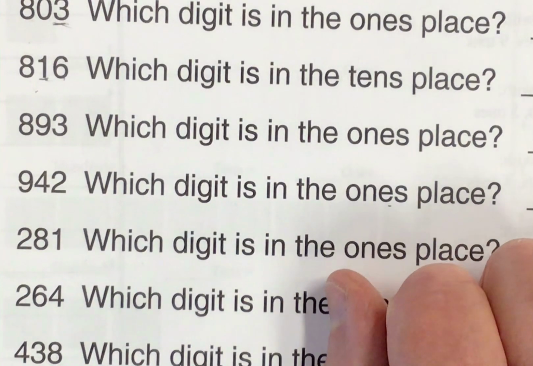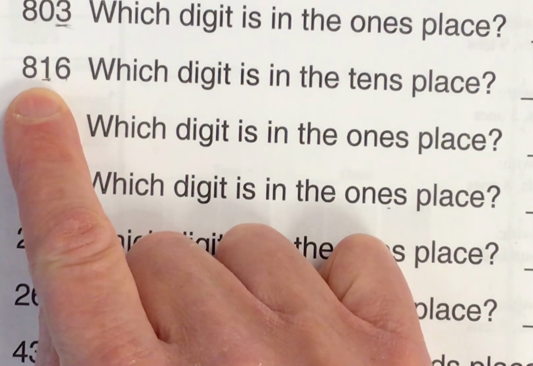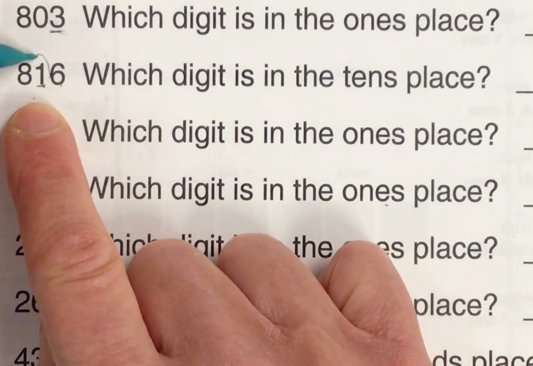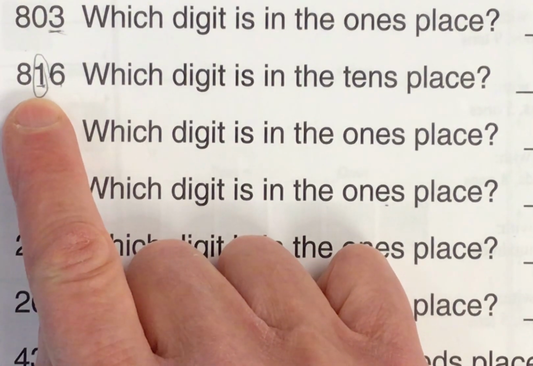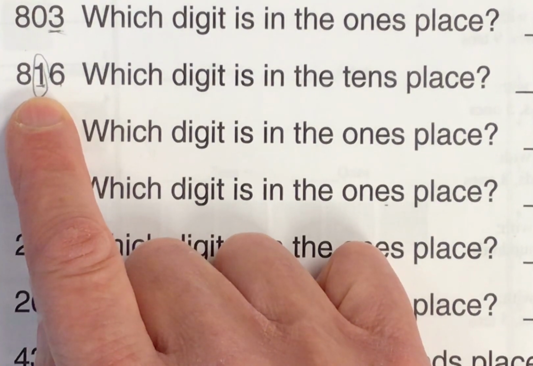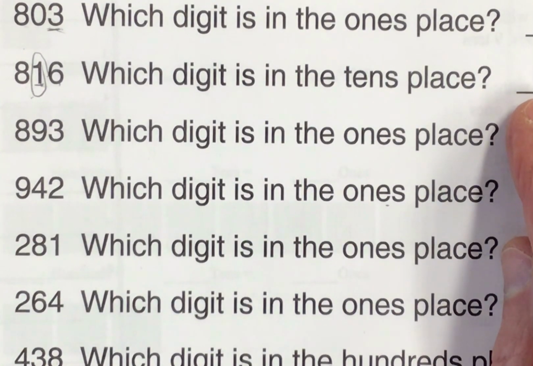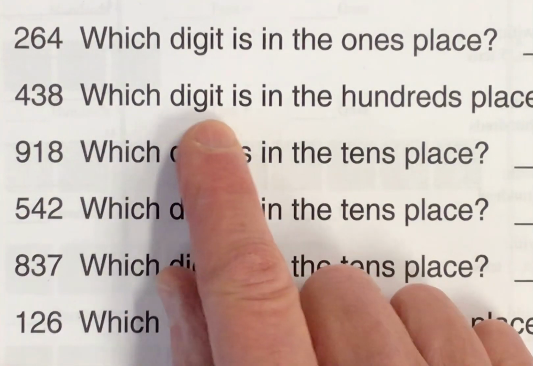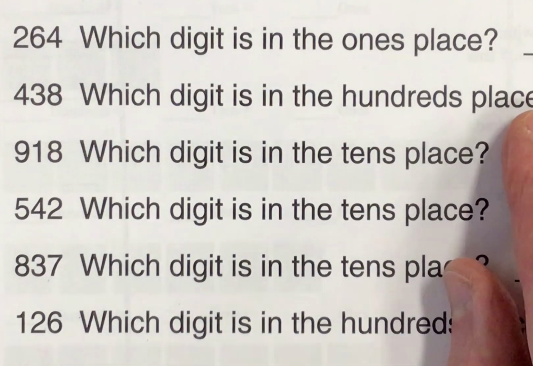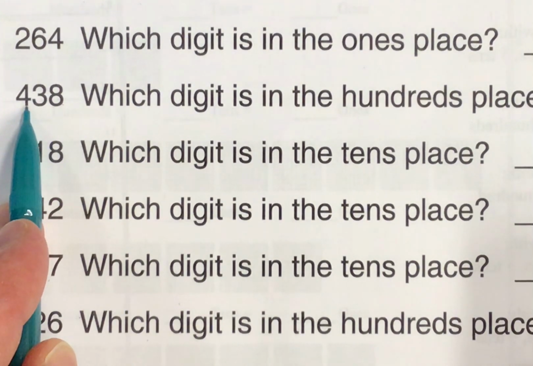Now, it didn't say how much is this. If it said how much is this, I would write 10. But it didn't ask how much it is. It says which digit, and the digit is a 1. So when it asks which digit is in the tens place, just put a 1. Now when it gets down to this one here, which digit is in the hundreds place? Ones, tens, hundreds. The 4 is in the hundreds place. So just write 4.